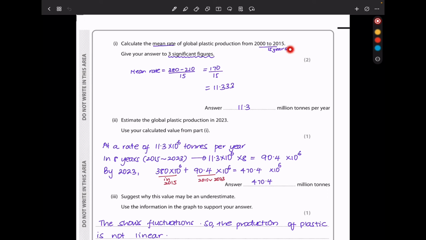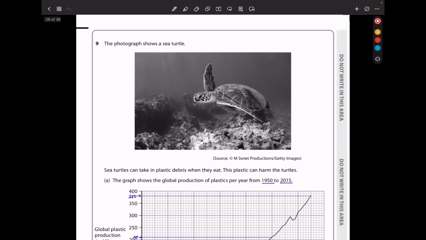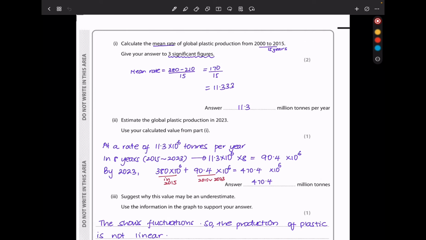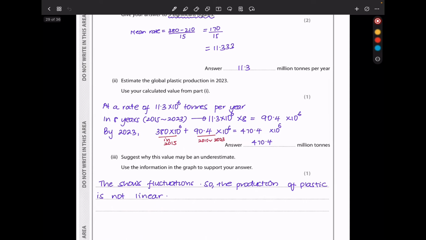This is about 15 years, so I need to get the difference, 2000 to 2015. In 2000, we can see it's about 210 times 10 power 6 tons. And then here in 2015, we can see it's 380 times 10 power 6 tons. So the difference is going to be 380 minus 210. Then to find the mean rate is going to be the difference divided by 15, which is 170 over 15, giving us 11.33.